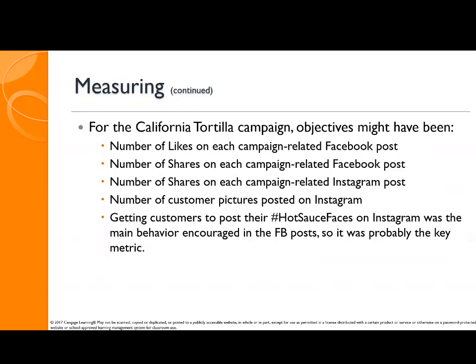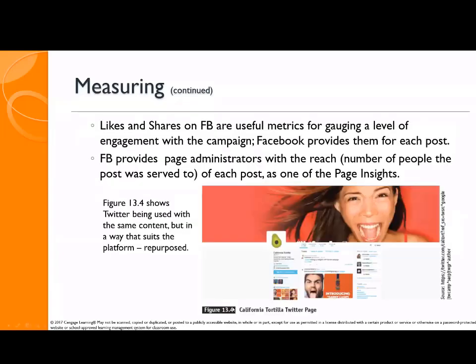So how might we measure that California Tortilla campaign? The objective might have been how many likes they could get on each Facebook post, or the number of shares, or maybe the number of shares on each Instagram post that had to do with show us your hot sauce face, or the number of pictures that got posted on Instagram, because obviously there was the Instagram icon there, so you knew that's where they were going with it, right? So figure out what your metric is going to be. And then you can determine how effective this was.